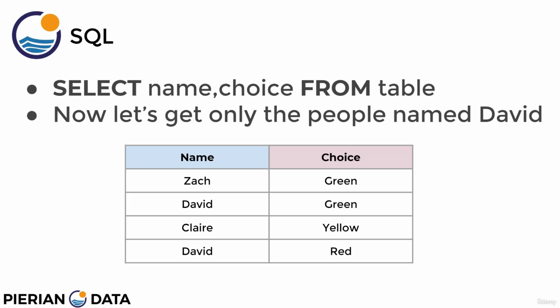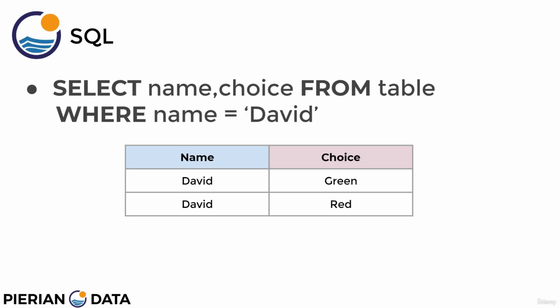So there's a condition there where I want the name column to be equal to the string David. So the way I do this is I say select the name column and the choice column from table where name is equal to David. And note here in PostgreSQL we use single quotes in order to denote these strings. And also when we're checking for equality here, the capitalization does matter.